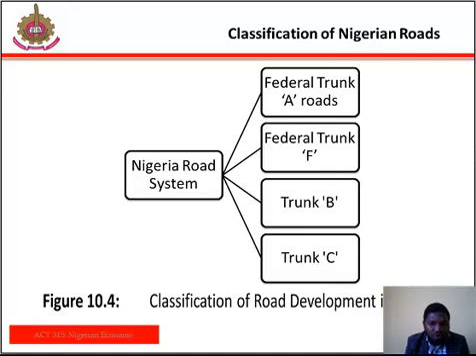So they are state roads that are taken over by the federal government, and the federal government has taken over the construction and the maintenance of such roads. The trunk B roads are the roads that are being constructed and maintained by the state government, while the trunk C roads are the roads that are being constructed and maintained by the local government.